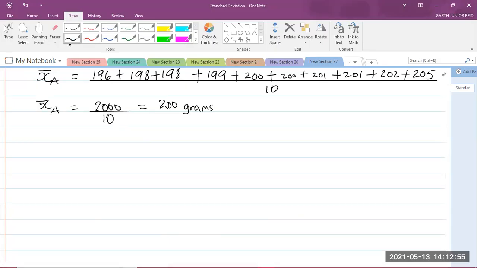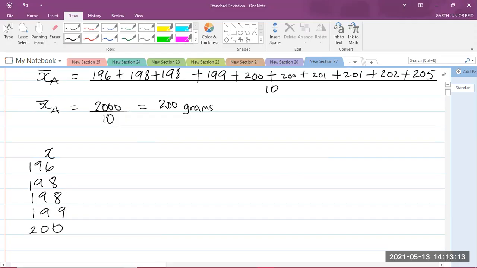So in my first column, I'm going to have X. I'm going to have all the X values, and the X values are 196, 198, 198, 199, 200, 200, 201. We're going to have 201 again.